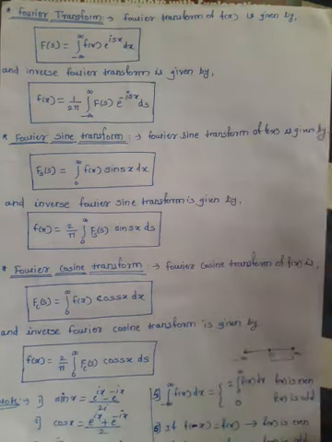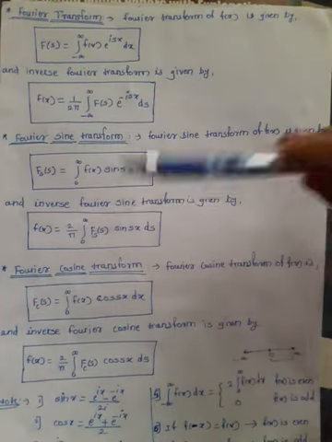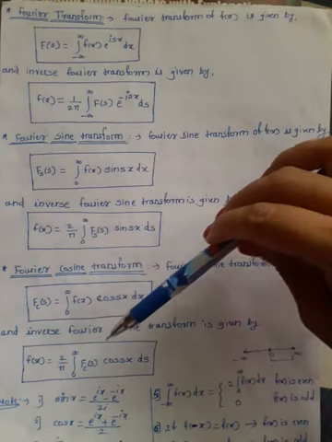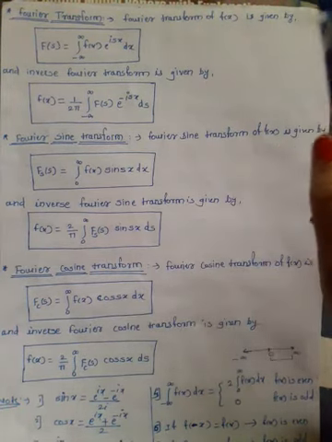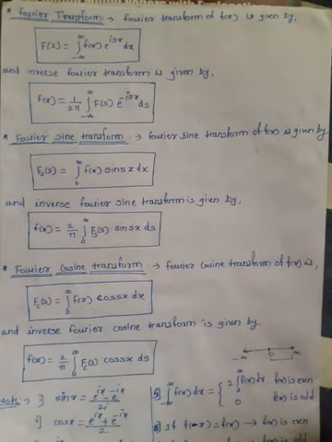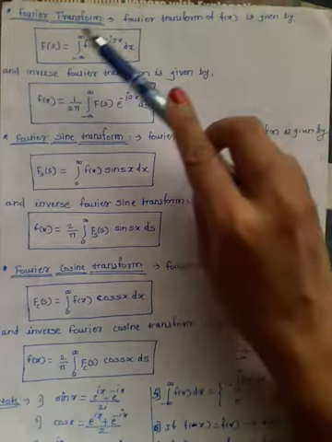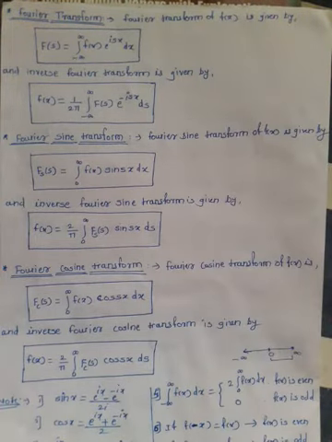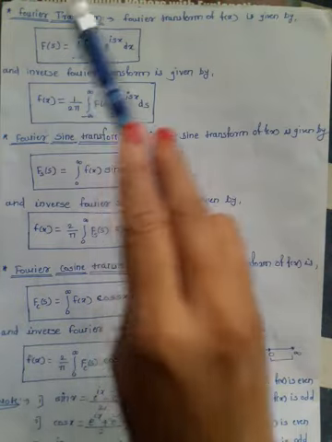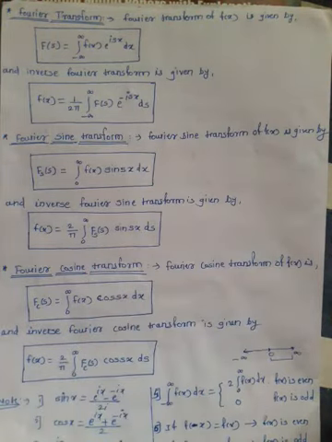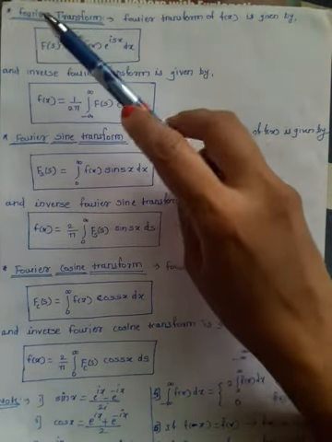Fourier transform consists of 3 parts: Fourier transform, Fourier sine transform, and Fourier cosine transform. Earlier it was Fourier integral. Remember in the examples these two words: Fourier integral is different, Fourier transform is different. For Fourier integral you have to use the earlier formulas. For Fourier transform you have to use these formulas afterwards. Let us see the formula first.